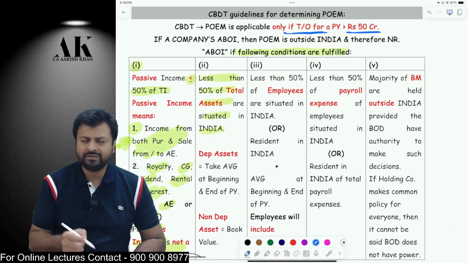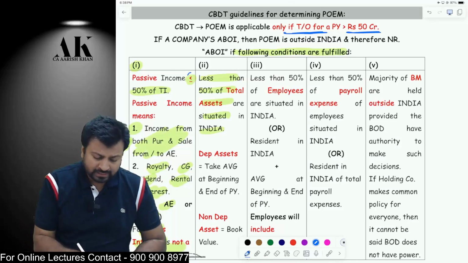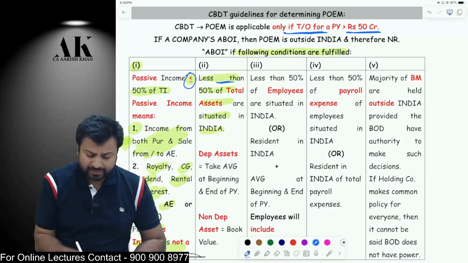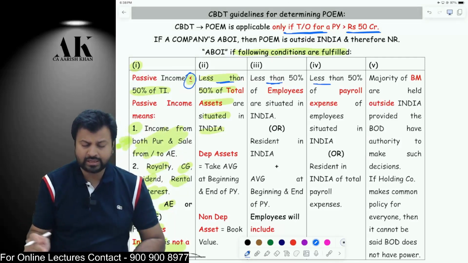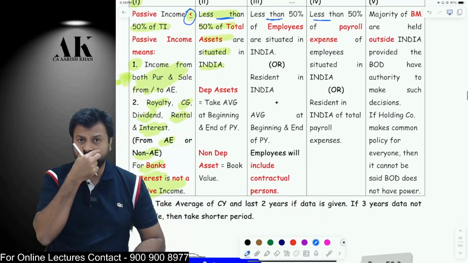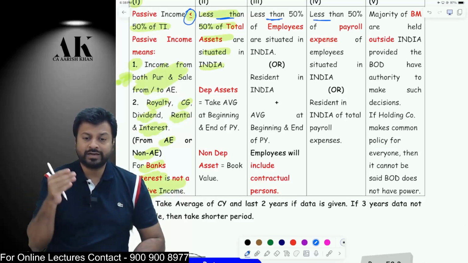Now, the second condition is less than 50% of the total assets are situated in India. Remember, there is a very fine difference between the 2 points. In the first point, it is less than or equal to 50%, but in the second, third and fourth points, it is less than 50%. So you have to be very careful with this point.